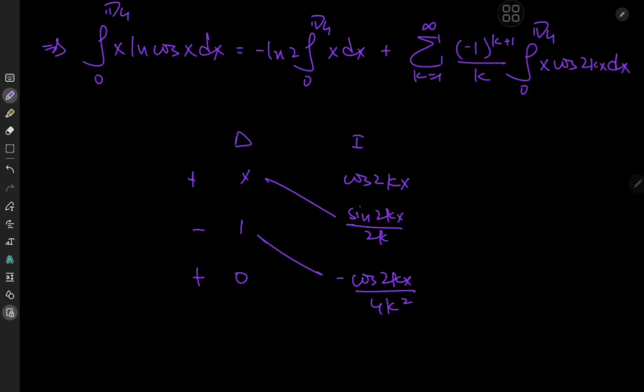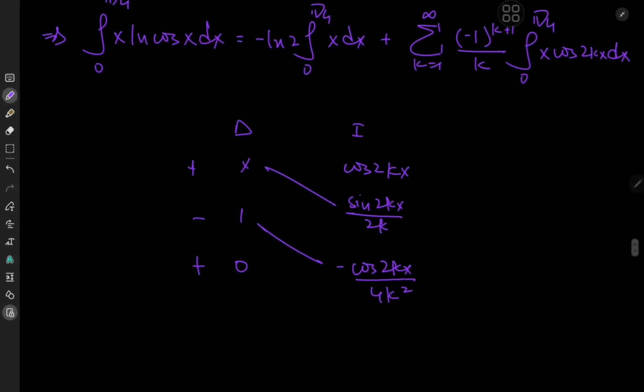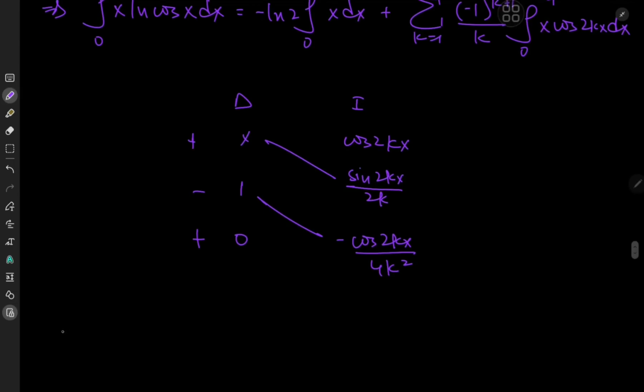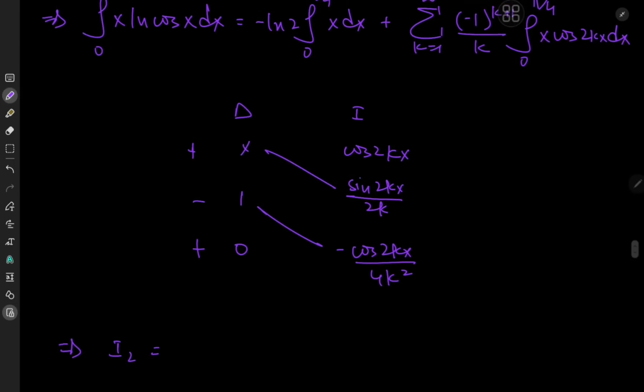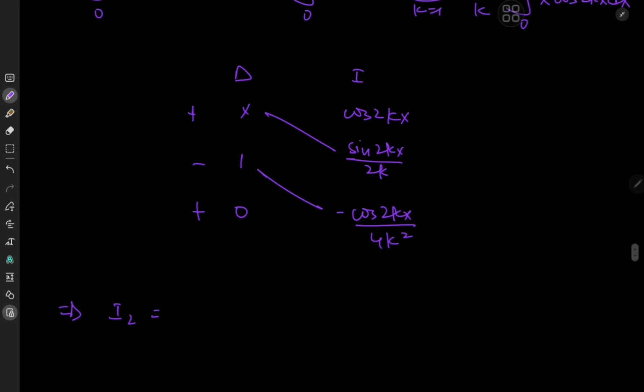Here is how the terms are paired up, which means that the integral I sub 2 equals, first up, we have this integral of x, right? So that would be x squared by 2. We have negative log 2 times x squared by 2, from 0 to pi by 4. So we would have pi squared by 16, correct? No, pi squared by 32, rather, because of the factor of 2. So it's negative log 2 times pi squared by 32.